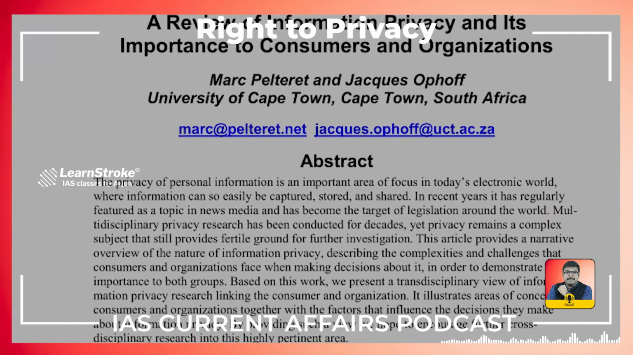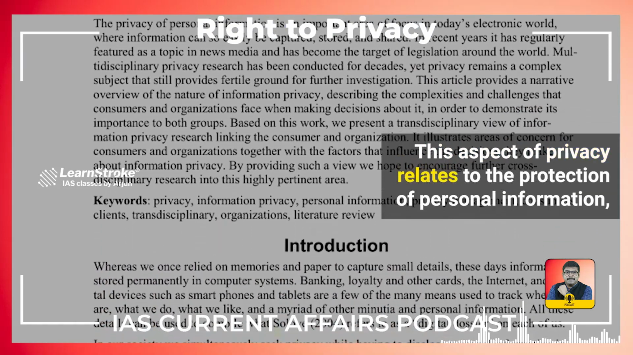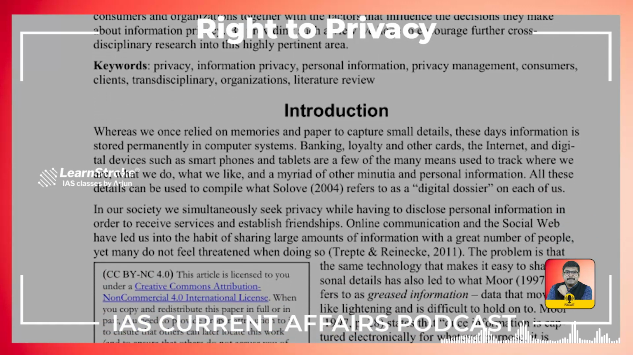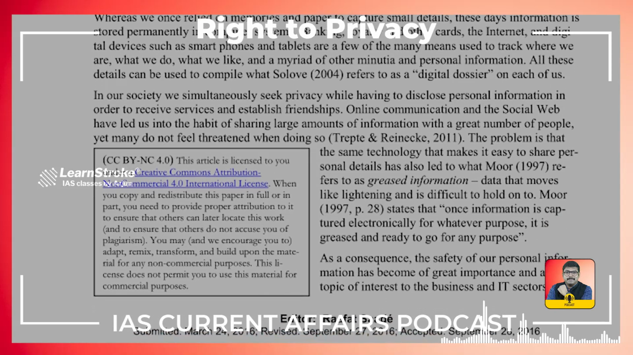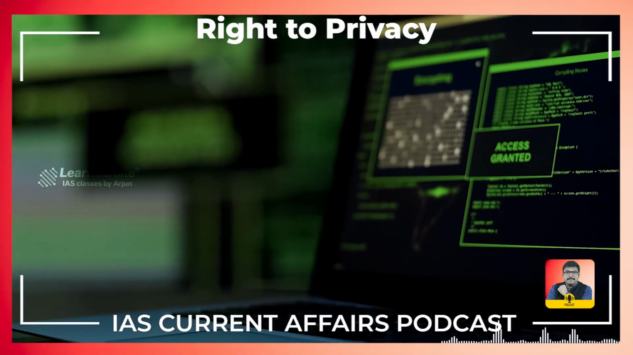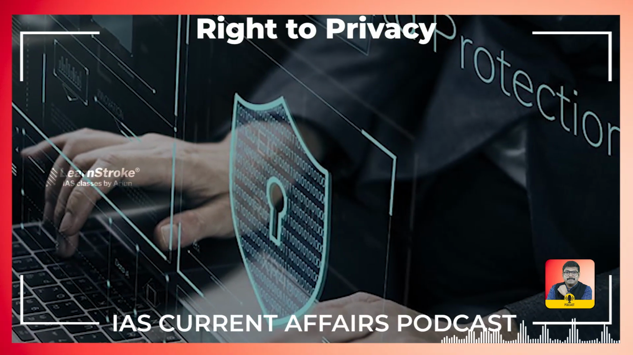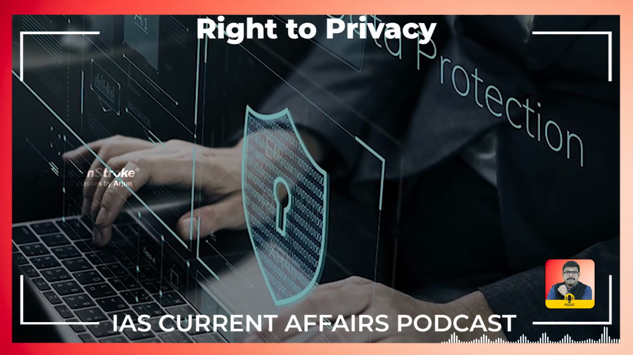So let's know what informational privacy is. This aspect of privacy relates to the protection of personal information, including data privacy, confidentiality, and the right to control the dissemination of one's personal data. It involves safeguarding against unauthorized access, use, or disclosure of personal information by government agencies, private entities, or individuals.